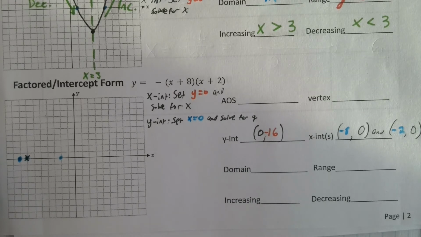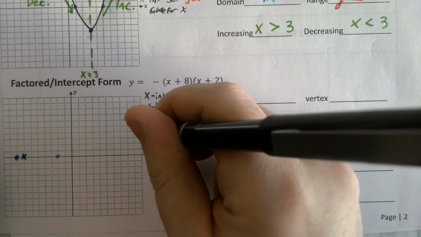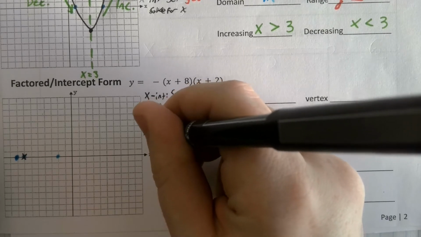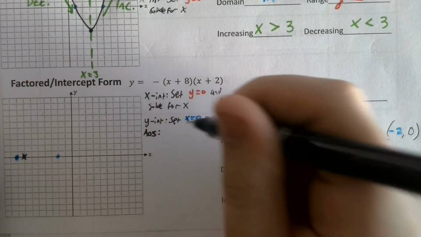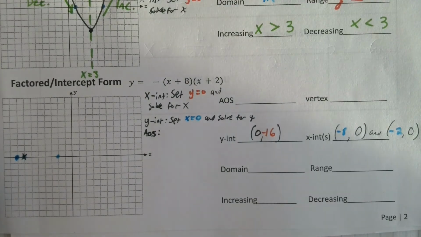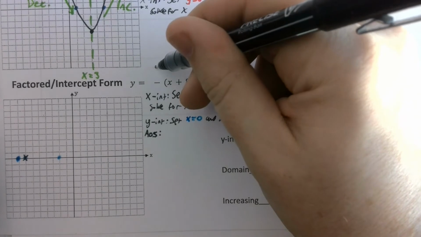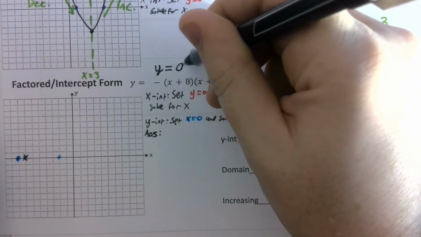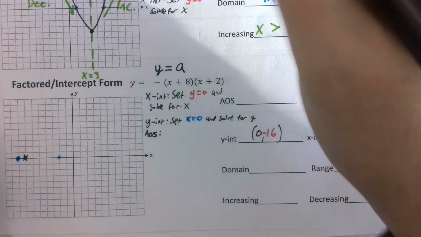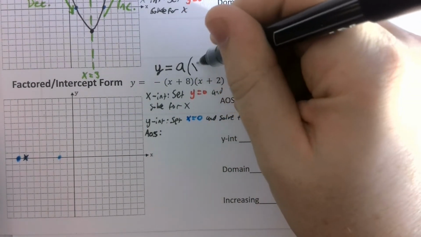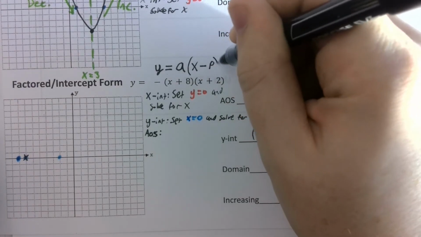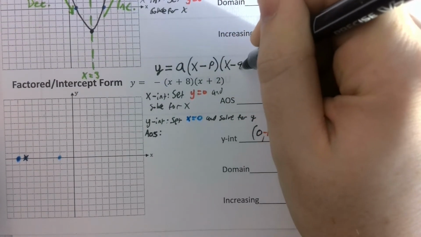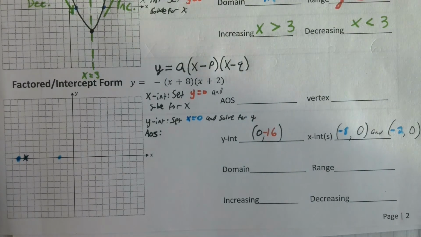Now, the toughest things to find in this form are the AOS and the vertex. Just like standard form, there's actually a formula to find the axis of symmetry. Before we can use that formula, though, let's talk about what intercept form should look like normally. Intercept form goes y equals some number a, there's that a value again, times (x minus p) times (x minus q), where p and q are our intercepts.